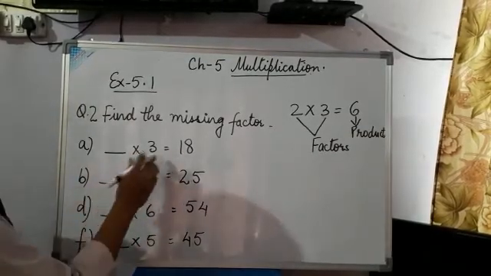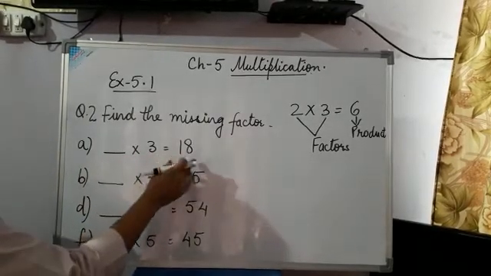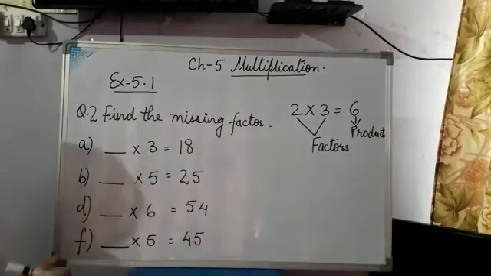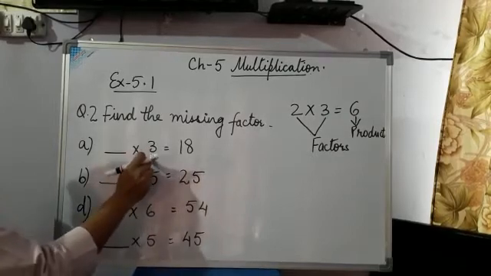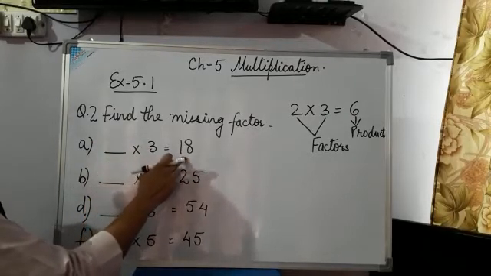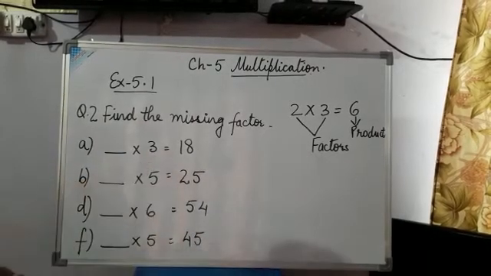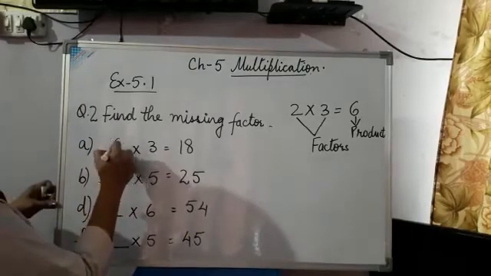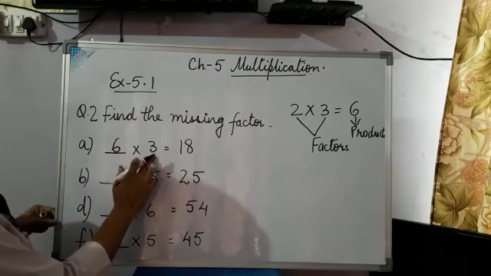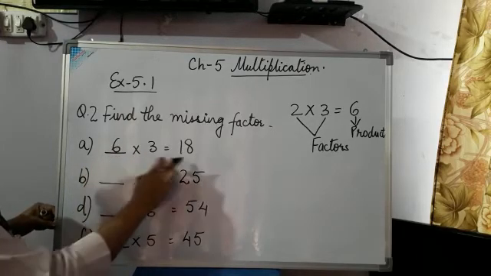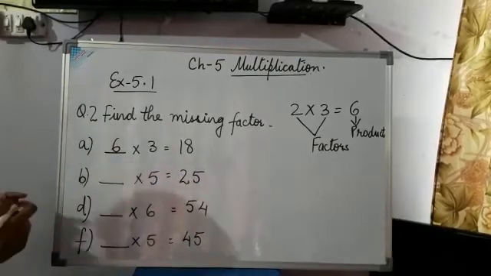For this, you need to find out what multiplied with 3 gives you 18, or in other words, you can say when do you get 18 in the 3 table? In the 3 table, we get 18 when it is multiplied with 6. 3 sixes are 18. That means in the blank you write 6. 6 when multiplied with 3 or 3 when multiplied with 6 will give you 18.